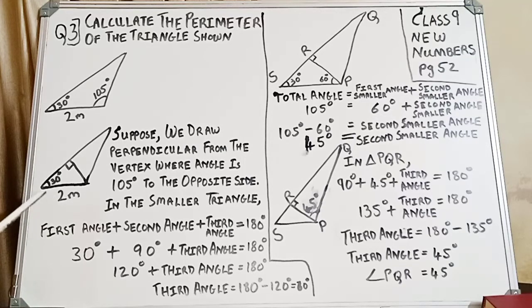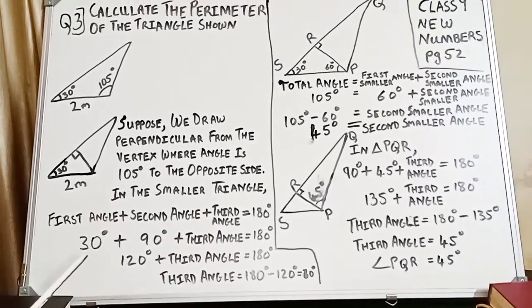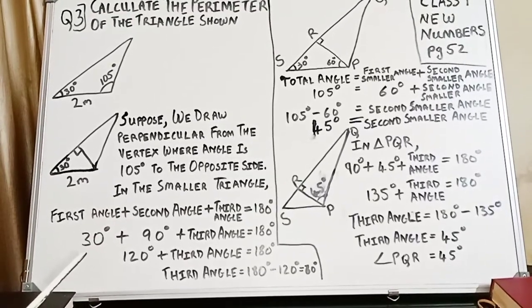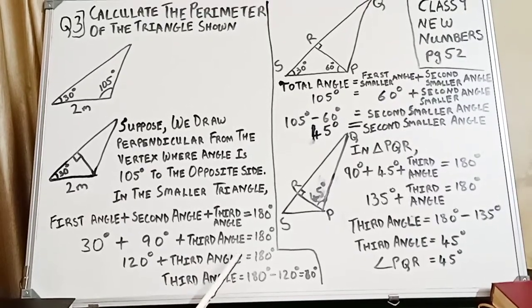So the first angle we already know is 30 degree. The second angle, since this is a perpendicular, is 90 degree. So we have to find this third angle now, this small angle. First angle plus second angle plus third angle is equal to 180 degree. Substituting the values, 30 degree plus 90 degree plus the third angle is equal to 180 degree.